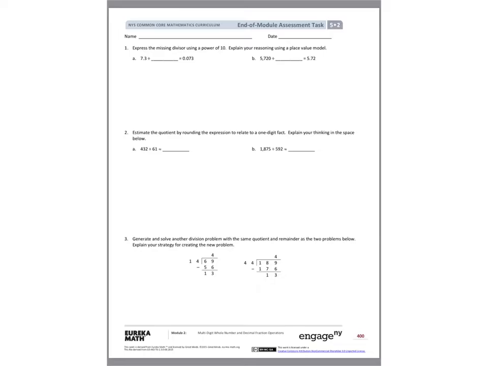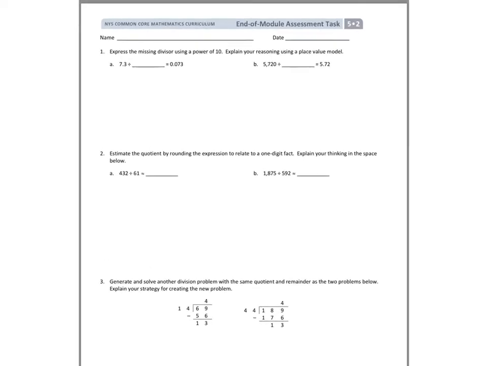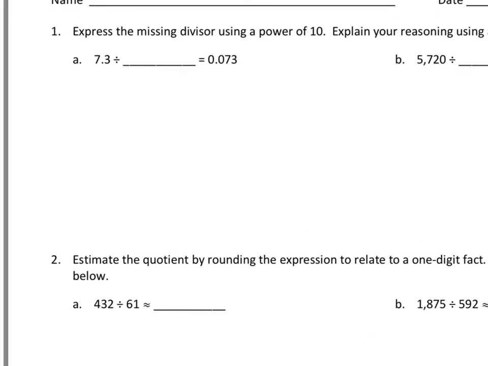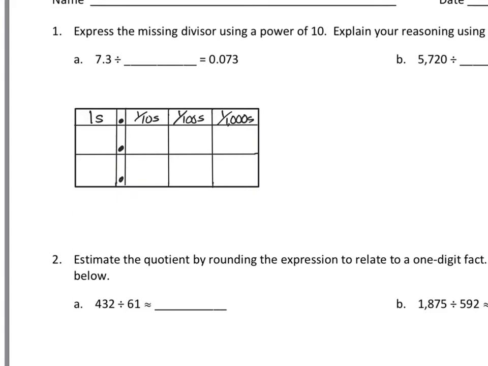It states, express the missing divisor using a power of 10. Explain your reasoning using a place value model. Let's start by making ourselves a place value chart. I've created a place value chart that will accommodate both numbers.